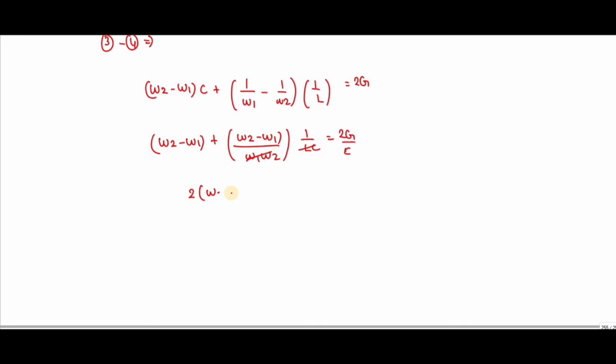So this I can write as 2 omega 2 minus 2 omega 1 is equal to 2G by C. So I can write omega 2 minus omega 1, that is my bandwidth, is equal to G by C. G I can write as 1 divided by RC. Okay. So if I want to write it for F2 minus F1, that is equal to 1 divided by 2 pi RC.